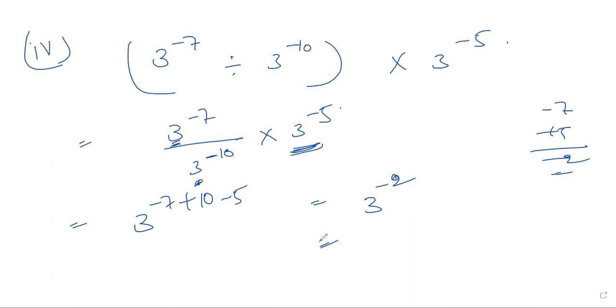See, the power is negative. So how will you make it positive? 1 by 3 to the power of 2. This is your answer. Fifth sum. 2 to the power of minus 3 into minus 7 whole to the power of minus 3.